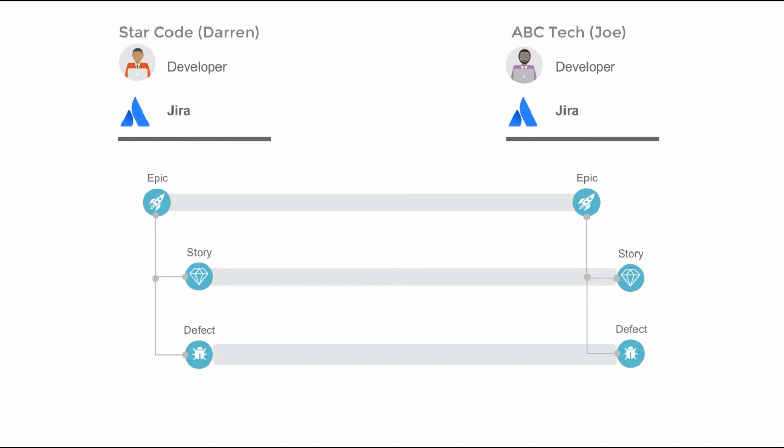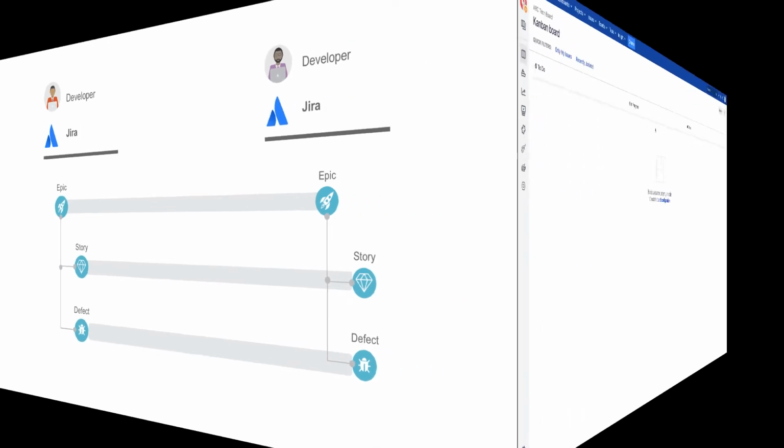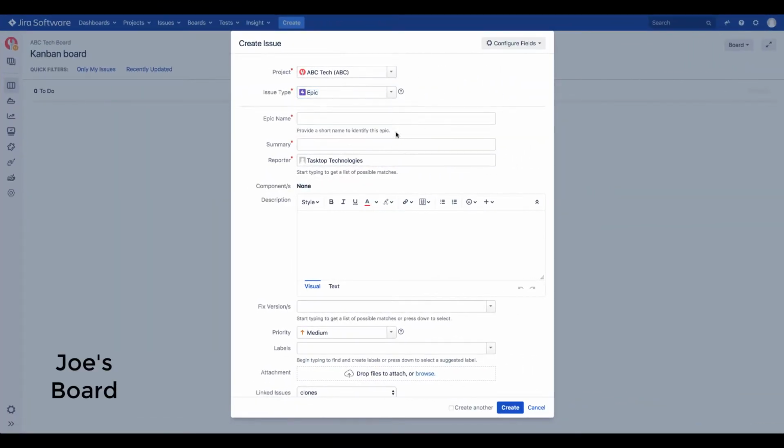During the demo, I'll show you how the fields, relationships, and attachments all flow between the projects to help eliminate duplicate data entry, email exchanges, and status meetings. Starting in ABC Tech's Jira project, Joe creates a new epic and in the name he types add graph toggle.